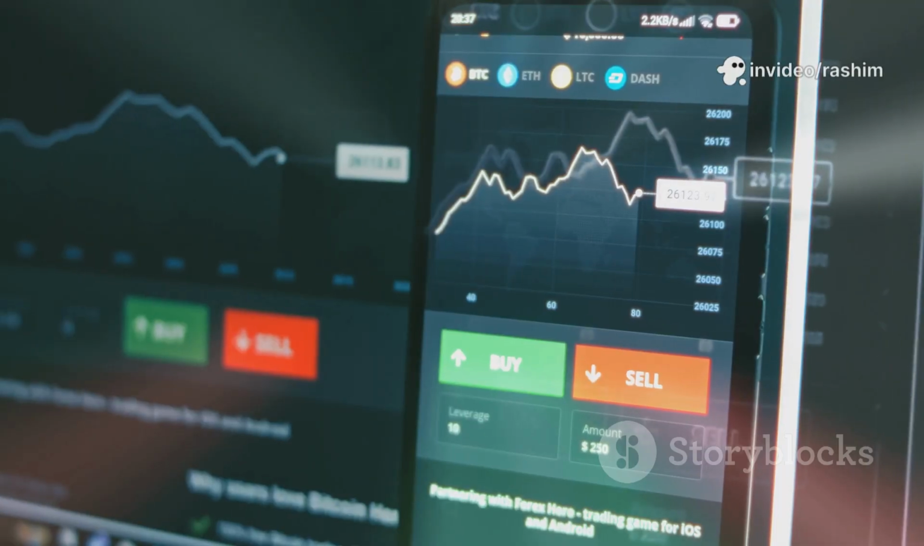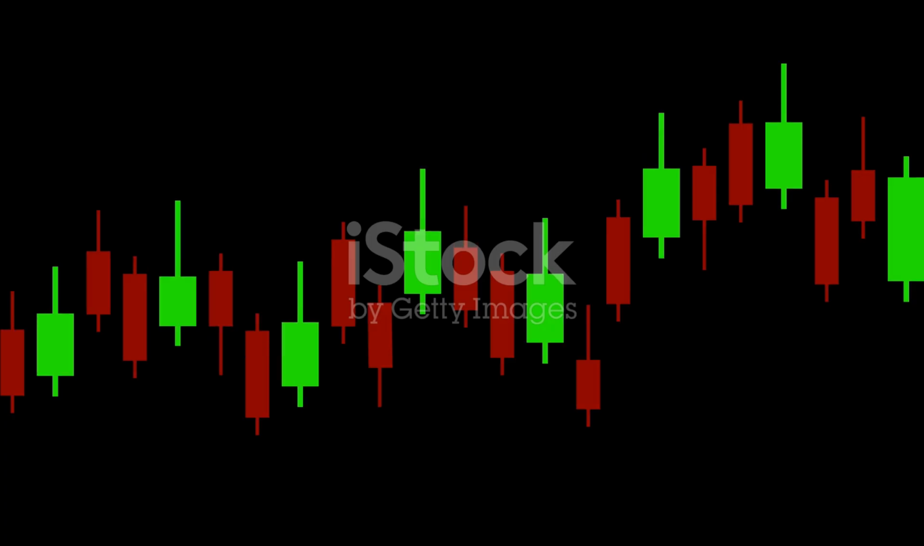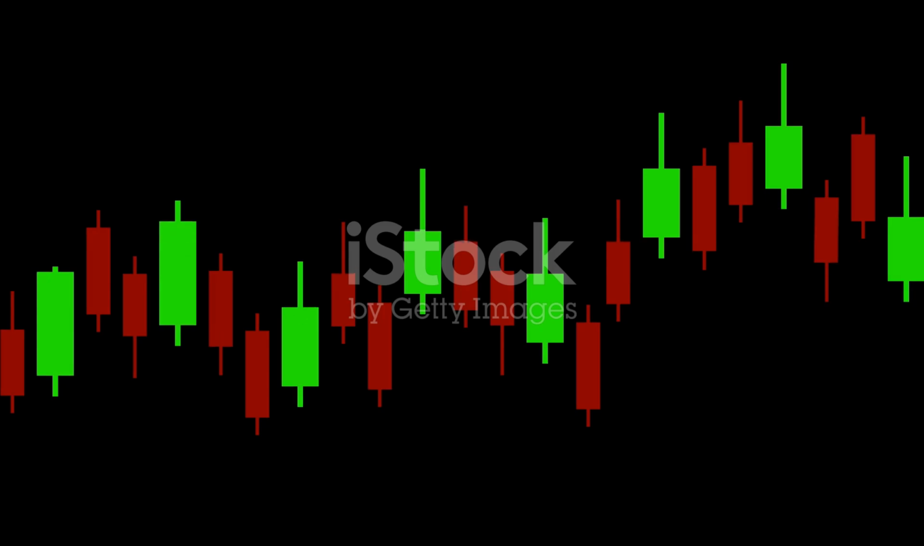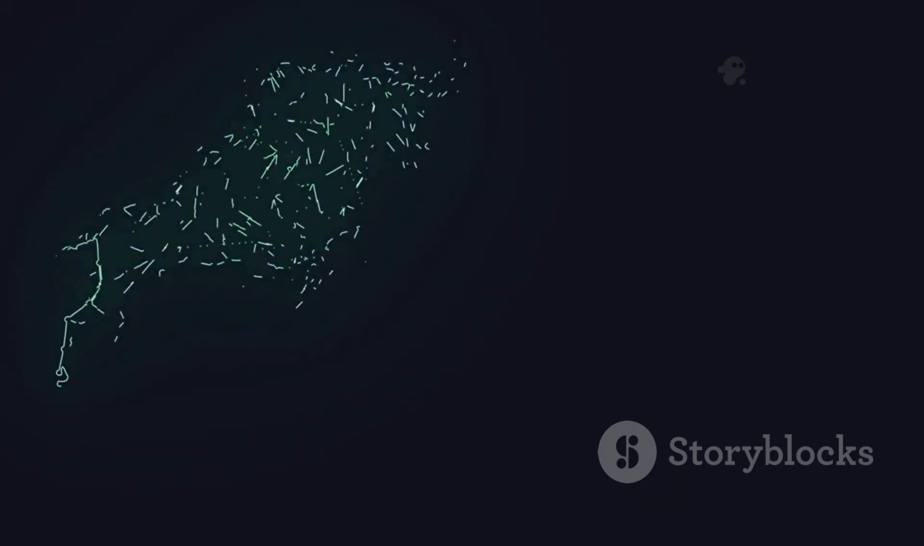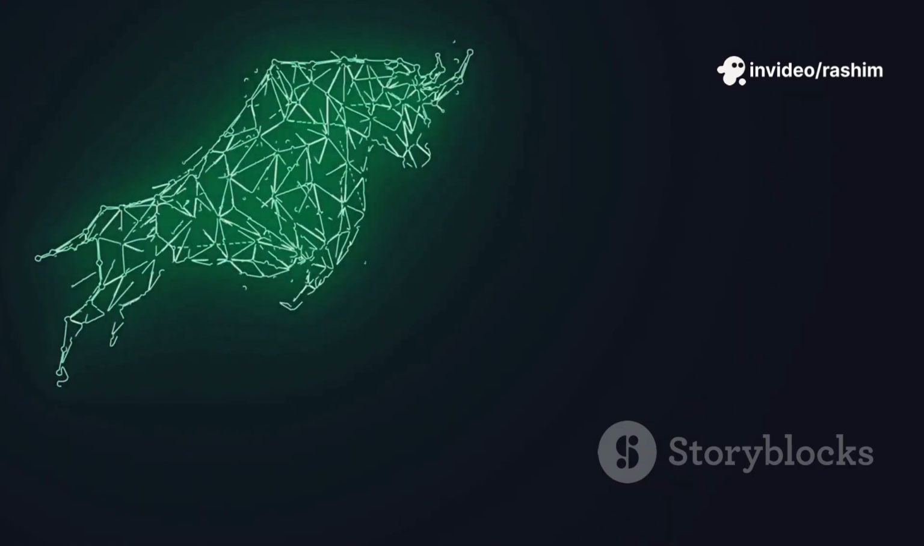The first candle is a small red candle. The second candle is a large green candle that completely engulfs the body of the previous red candle. It opens lower than the previous close and closes higher than the previous open. This pattern shows a dramatic shift in momentum from sellers to buyers, suggesting the downtrend may be over.